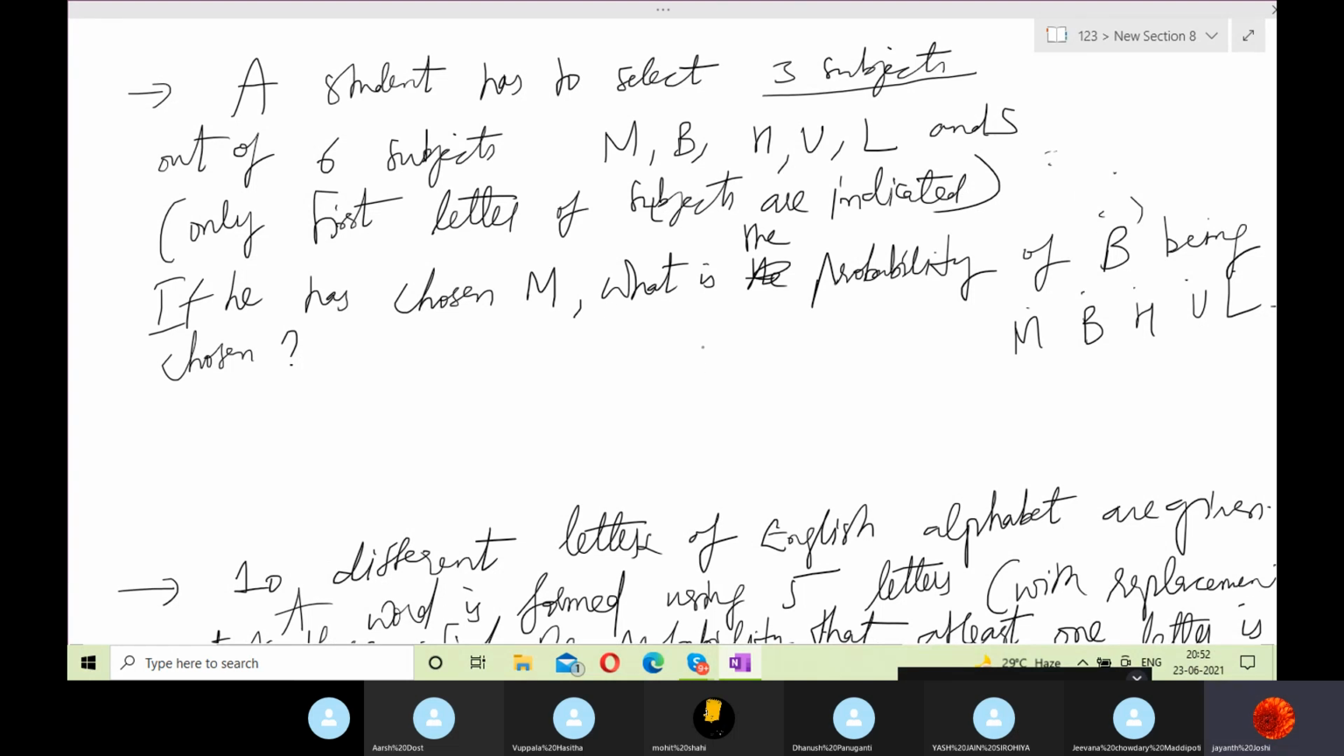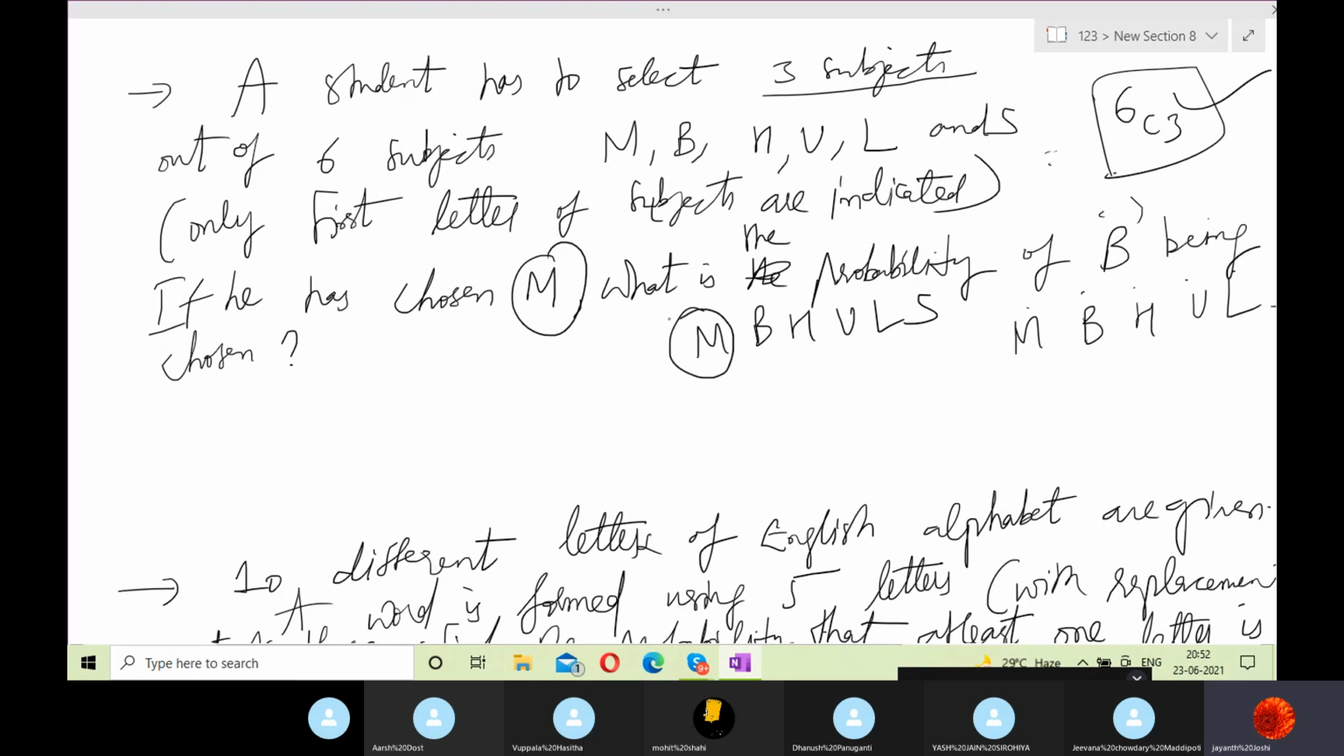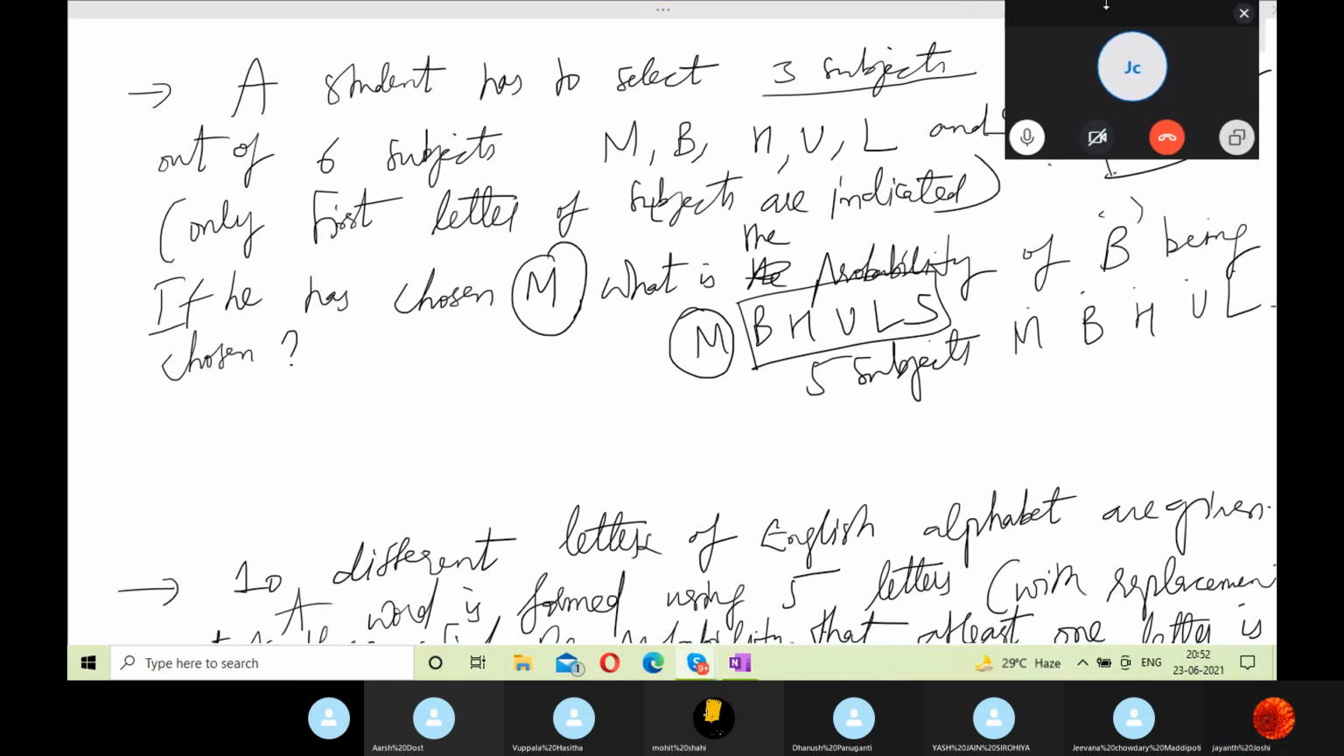So there are 6 subjects like M, B, H, U, L, S. Out of these 6 subjects, 3 subjects have to be selected. So as we know, generally, if you want to select 3 subjects out of 6 subjects, the formula is 6C3. Okay. This is a general notion, but there are some conditions here. So if he has chosen M, so already he has selected M. So M is not there in the picture. So leftover subjects are how many? Please tell me. 5 subjects. All of you, please tell. Correct?